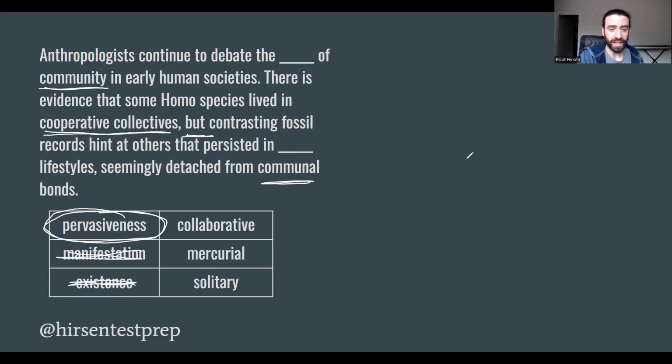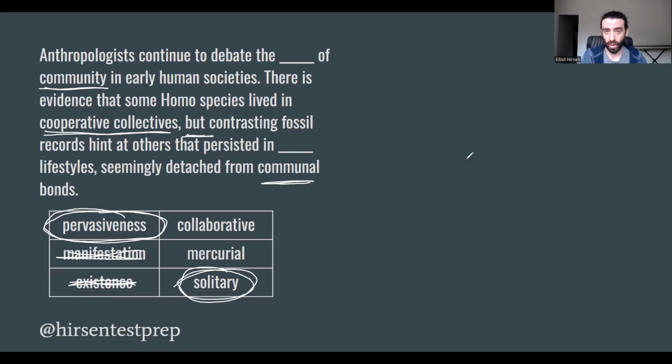So some evidence they lived in cooperative collectives, but contrasting fossil records hint at others that persisted in blank lifestyles. It's really valuable to have the but, because it sets us off from that first piece of evidence that says they did live in communities. So I want what goes in the second blank to suggest some kind of lifestyle that isn't community oriented, a non-communal lifestyle that lines up with the extra information in that last bit of the second sentence, that they were seemingly detached from communal bonds. And what kind of lifestyle from those three words is non-communal? Perhaps your eye was drawn right away to solitary. We know solitaire is a card game that you can play all by yourself, just one person. So solitary, meaning alone or isolated, is a really great fit here.